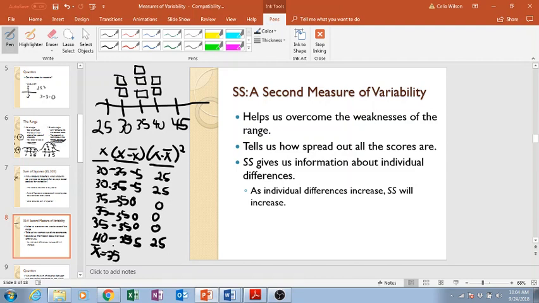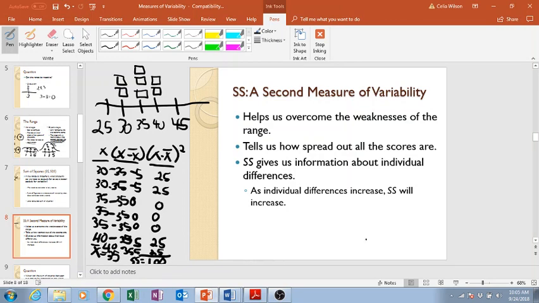All right, oops, we had two 40s, didn't we? You guys, I know if we were in class, you could bring those to my attention. We had another 40, which would be another 25. All right, so that sum of squares is equal to 100. You see how we got that?